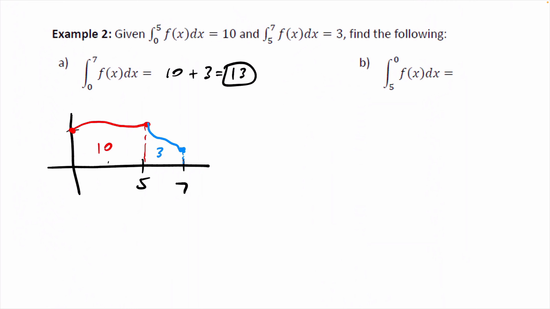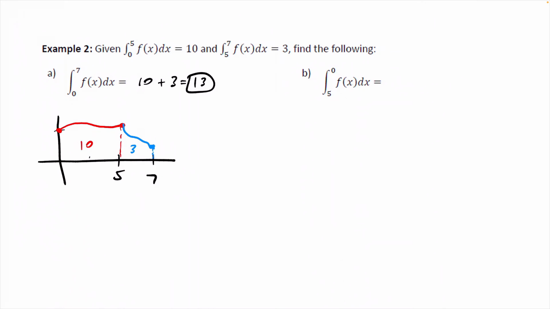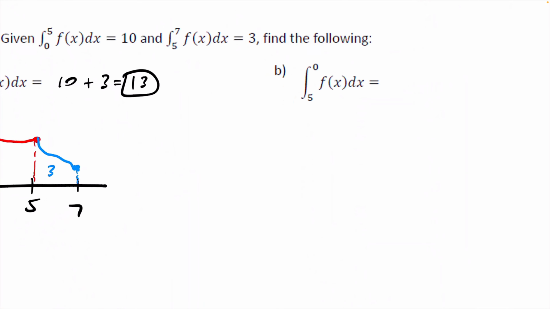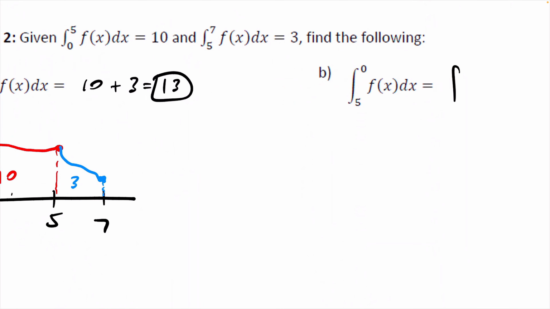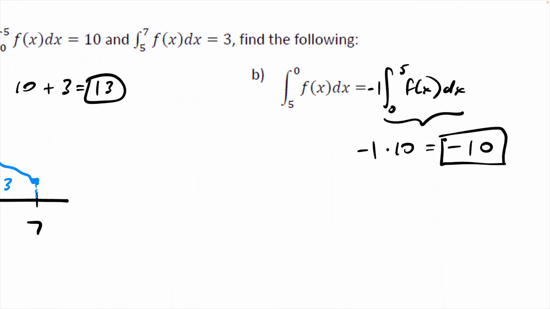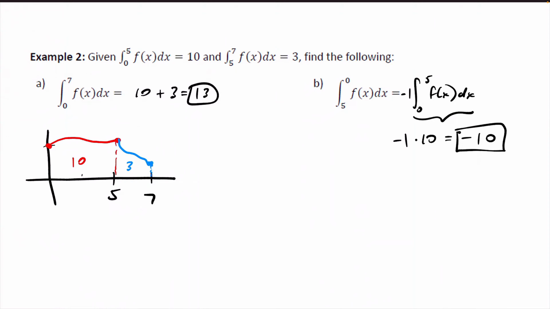Okay, letter B. Is the answer going to be 10 for letter B? No. Why not? Because you have to flip the bounds first, right? The bounds are not in the correct order. 0 has to go there, and 5 has to go up there. I can do that as long as I put a -1 in front. So the area from 0 to 5 is 10, times the -1 that was already there, is -10. So the area is not +10, it's actually -10 because of the bounds.